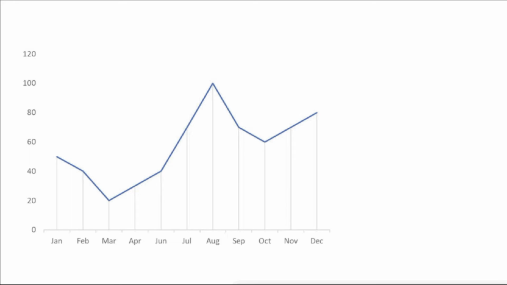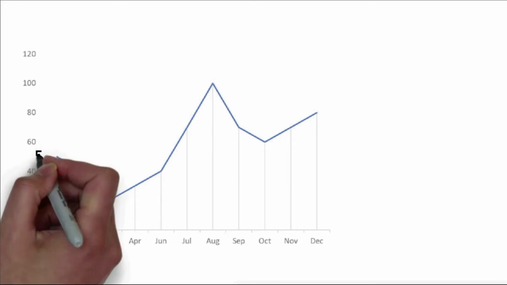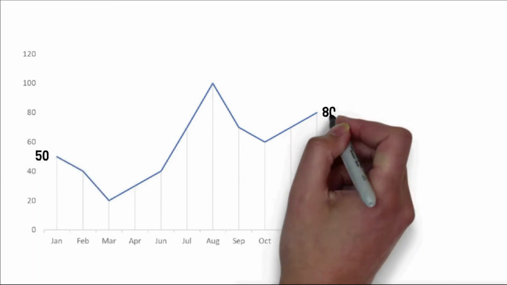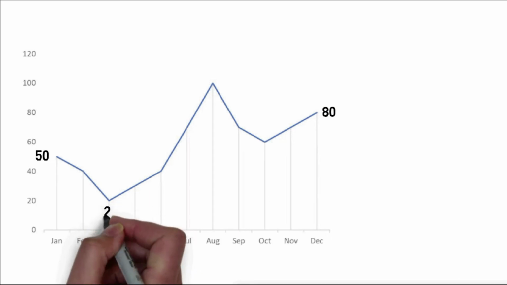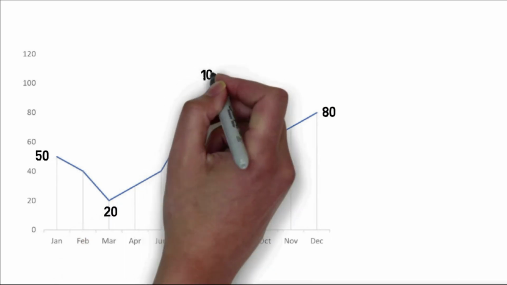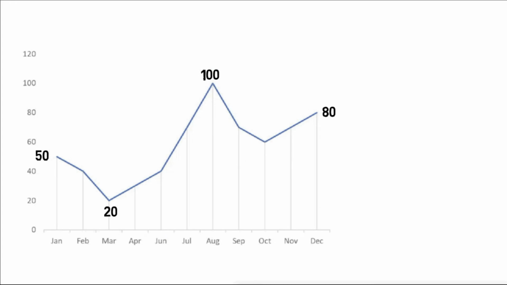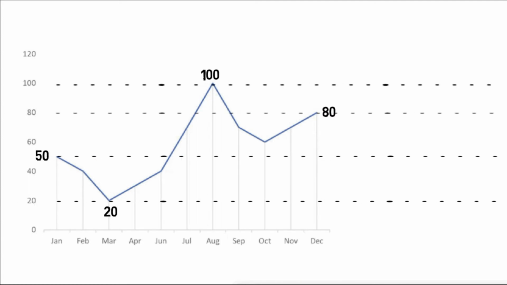In this example, the opening price is 50 and the closing price is 80. The lowest price was 20 and the highest price was 100. We can see all of this information in the bar chart very easily. So, let's mark the high, low, open and close.